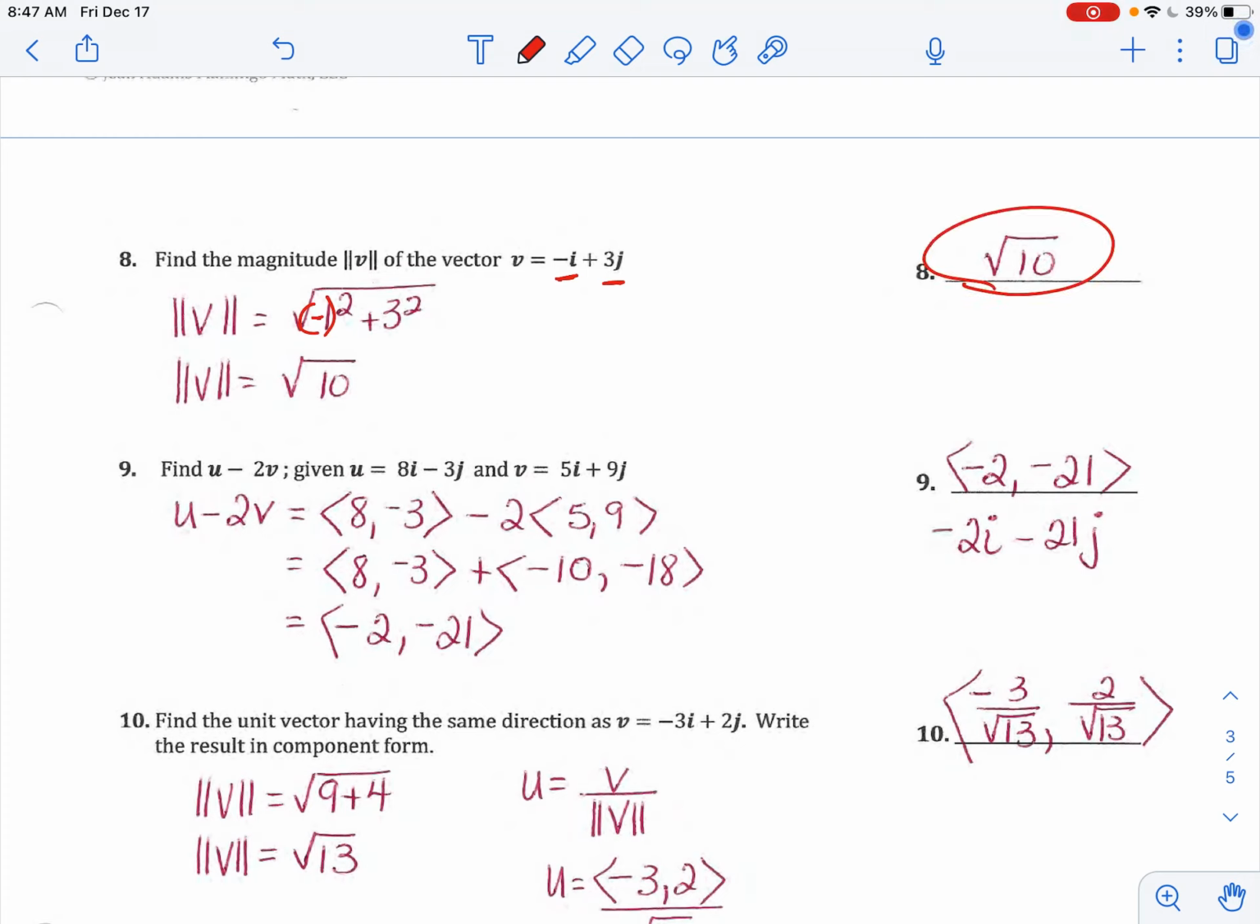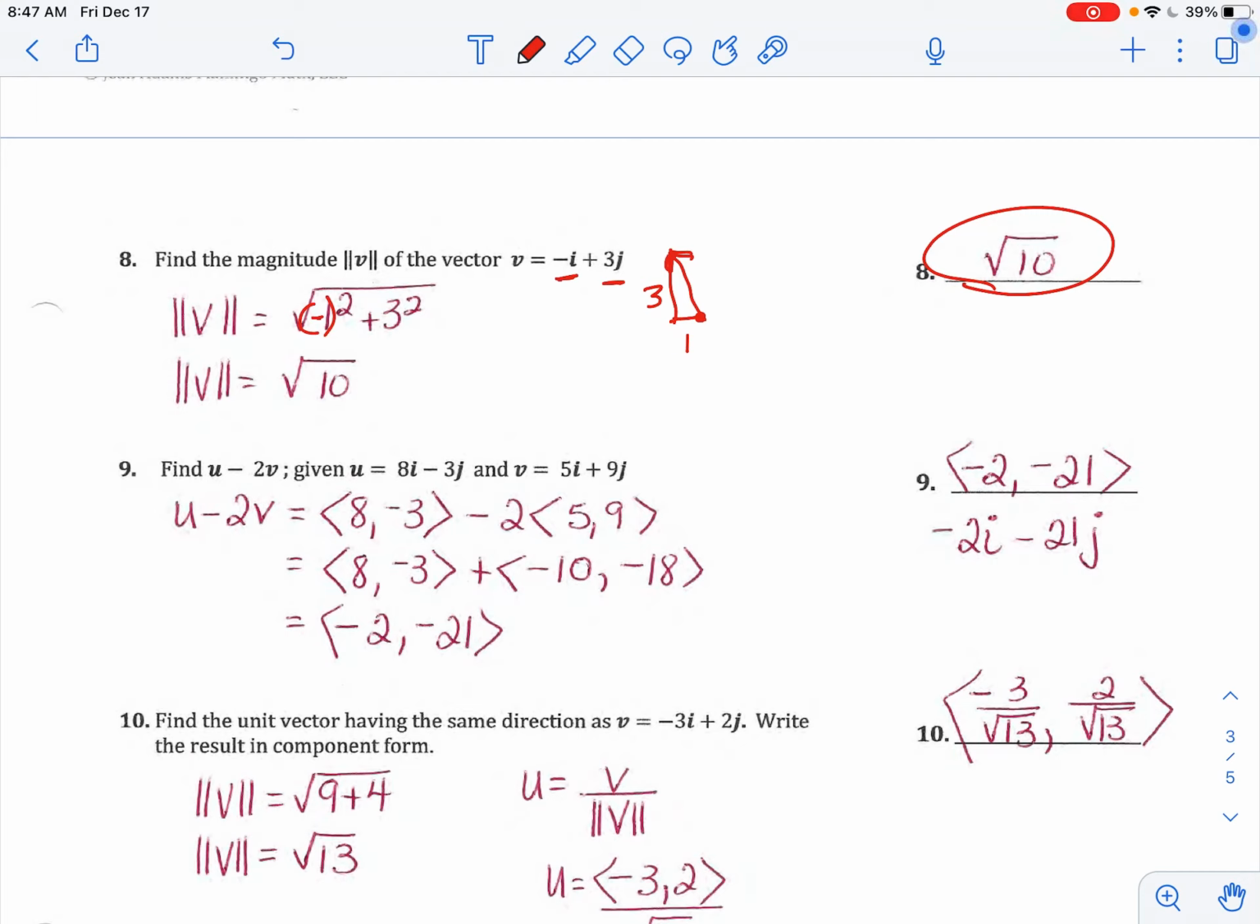The magnitude of the vector would be that, because what would this vector look like, right? It would go 1, and then 3. The vector would look like this. So again, if you wanted to sketch it, it's a pretty ugly picture, but 1 and 3. Remember, magnitude is always positive.